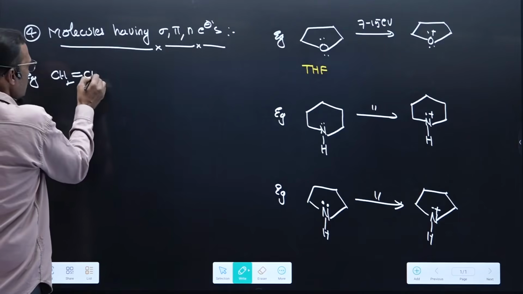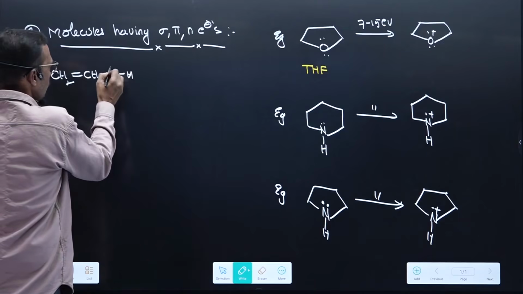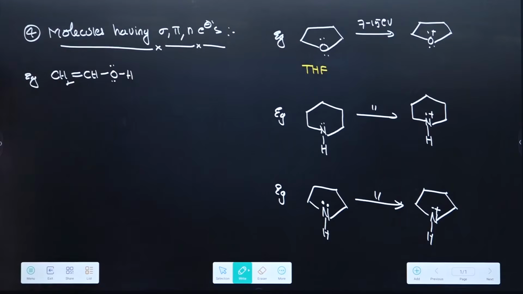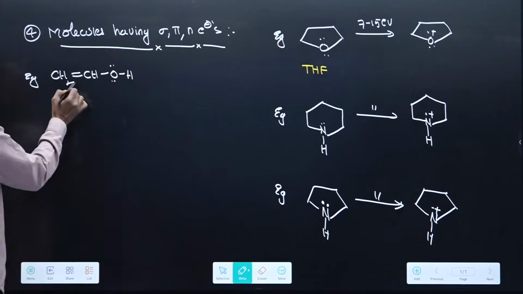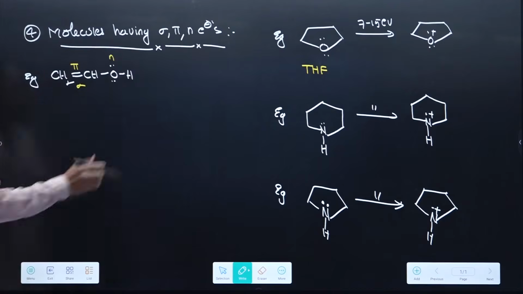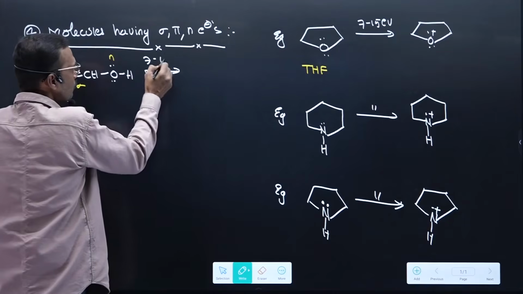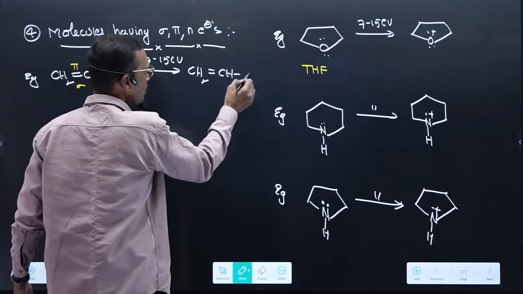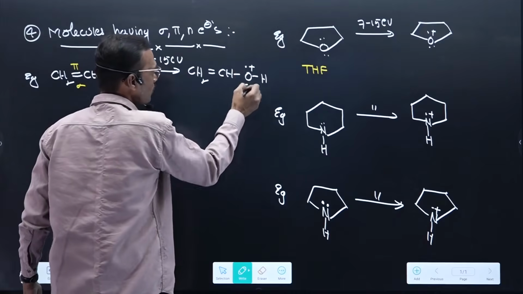So the best example is vinyl alcohol. This is called vinyl alcohol. See, what is this bond? Sigma, and here pi. And what is this? Non-bonding. All 3 are present or not? So if I apply 7 to 15 electron volts of energy, which one is going to lose an electron? Oxygen or not? If oxygen loses 1 electron, it forms this.